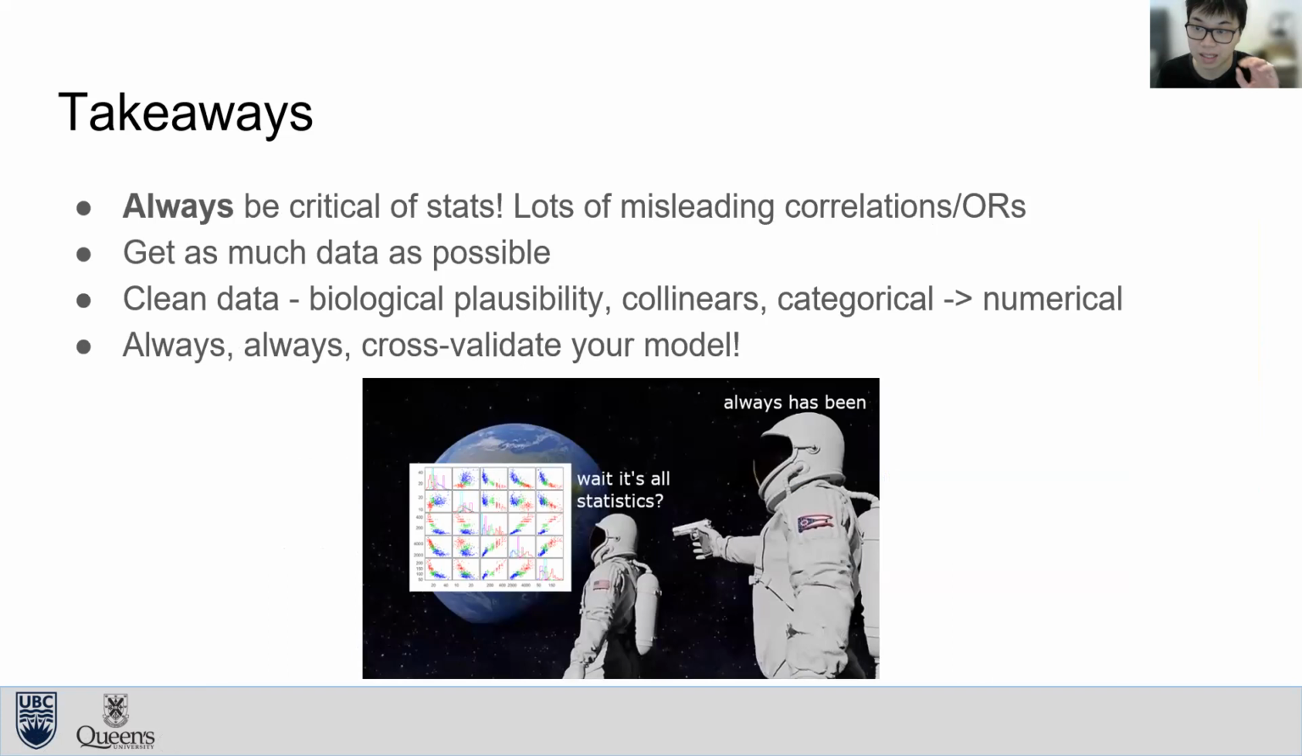So the takeaways from this data due diligence part is that people should always be critical of statistics. There are a lot of misleading correlations and odds ratios, and you don't want to be misguided by that. Try to get as much data as possible and clean out the data. So remove data that's not biologically plausible, remove collinear data, change categorical variables to binary variables, and always cross-validate your model so you're not overfitting.